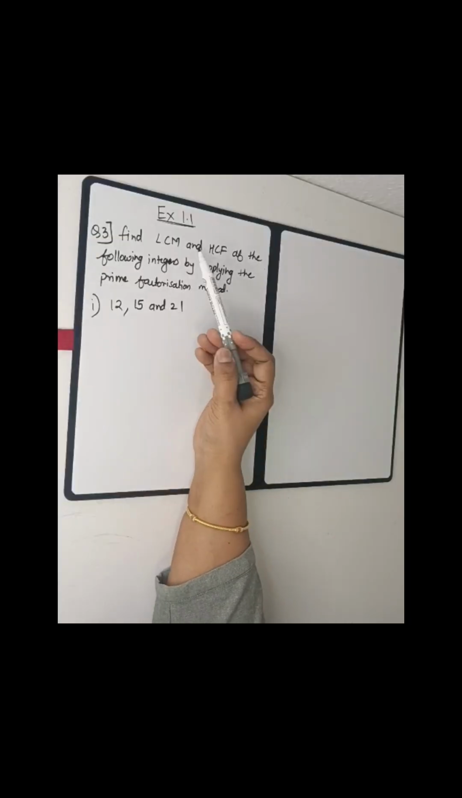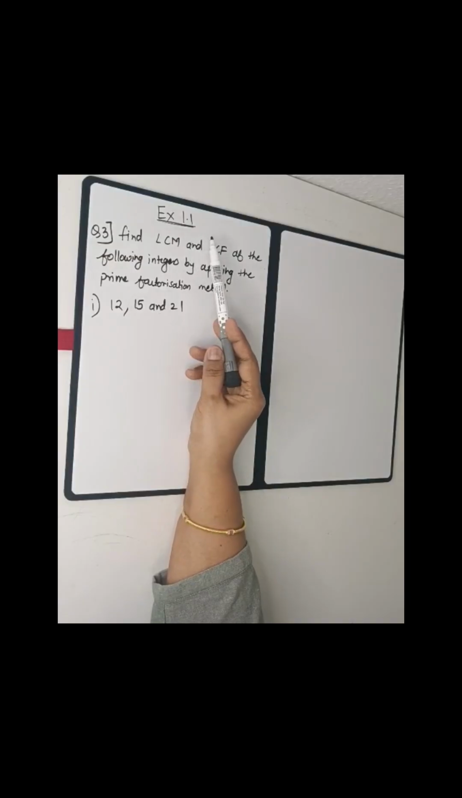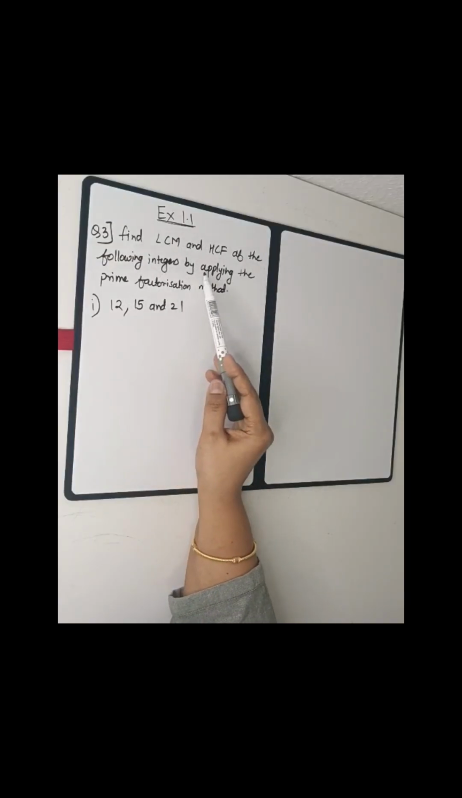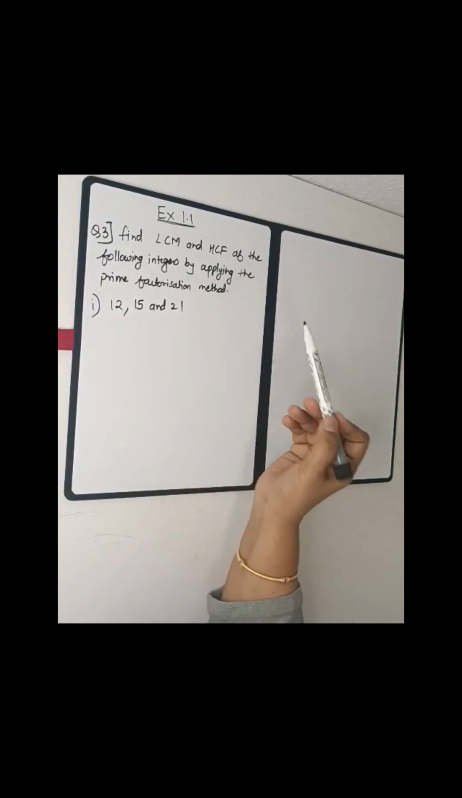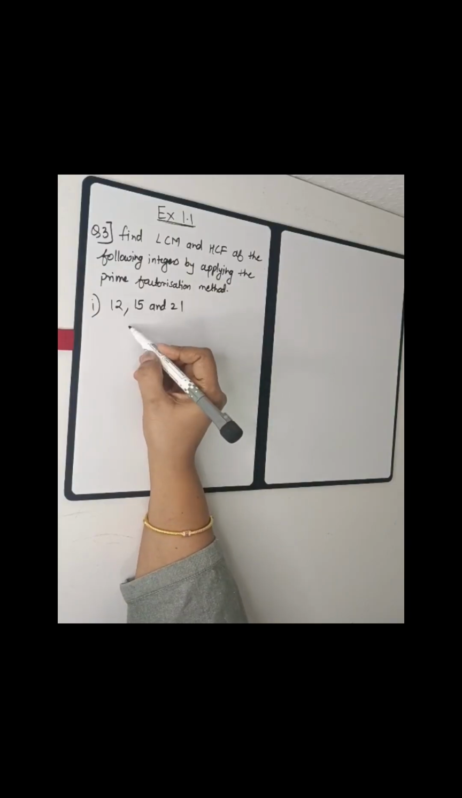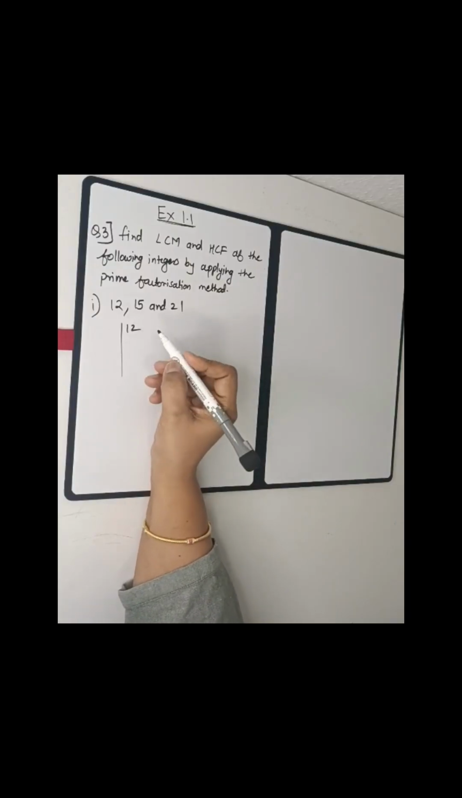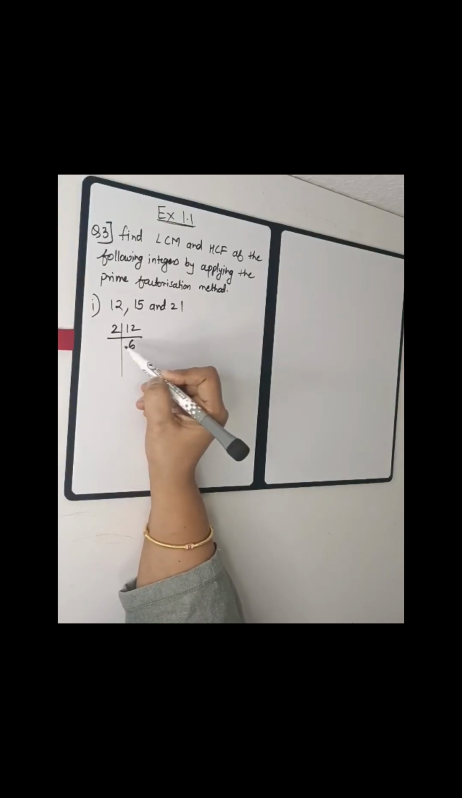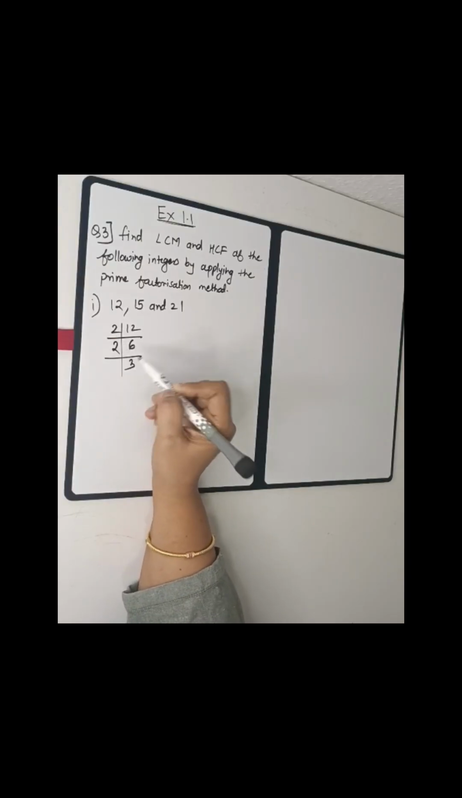Okay, so let us start the third question of exercise 1.1. Find LCM and HCF of the following integers by applying the prime factorization method. First question is 12, 15 and 21. So we have to do the prime factorization of 12 first. What is the prime factorization? It's an even number. So 2, 2 6 are again 2, then 3, 3 is a prime number.